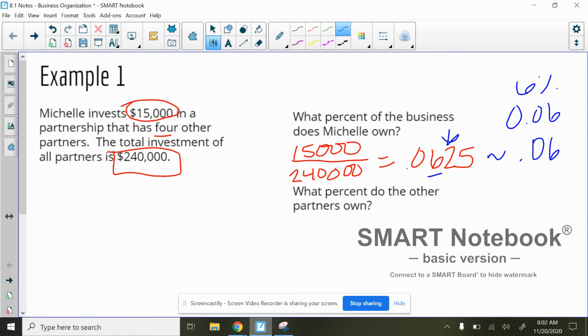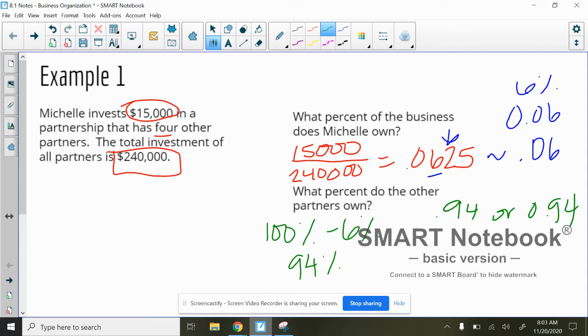The other question says, what percent do the other partners own? Now, if I'm not doing it on an individual basis, if 100% of the business is owned by all 5 people and Michelle owns 6%, that's probably the easiest way to do that, would be to calculate that out. So I can go ahead and just round that off, 94%, or I'm going to write it over here, sorry, 0.94.